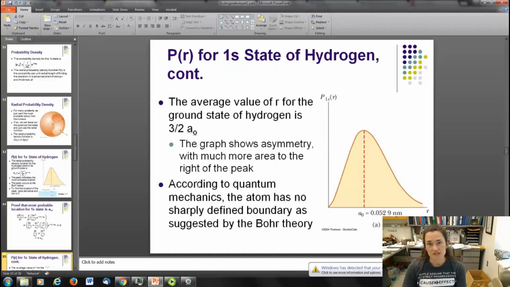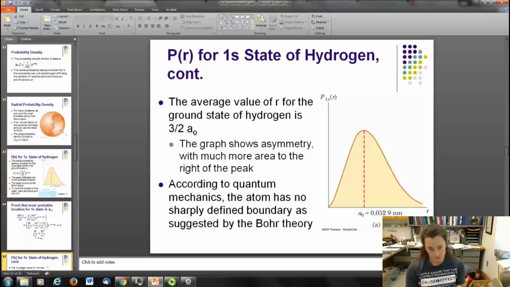Now, you might notice that since the wave function isn't symmetric, you would expect that the average value for r would not be the same as the most probable value of r, okay? And in fact, that's true. The average value of r for the ground state of hydrogen is 3/2 a naught, so it's slightly larger. It's pulled to the right, as that shows.